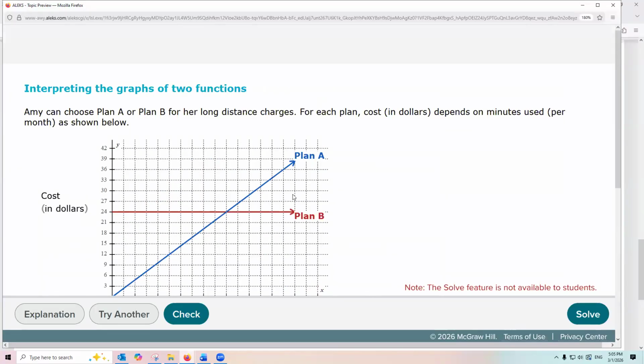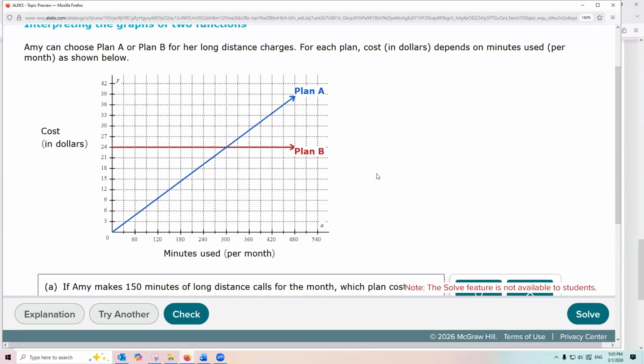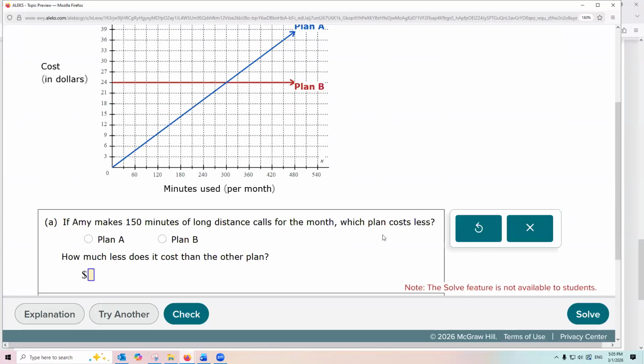All right. So it looks like they're showing me here two lines, a blue line and a red line. And it says Amy can choose either plan A or plan B for her long distance charges. And so it looks like they're showing me cost versus minutes used. All right, let's take a look at the first question. It says if Amy makes 150 minutes of long distance calls, which plan costs less?